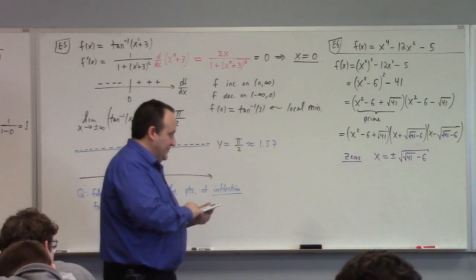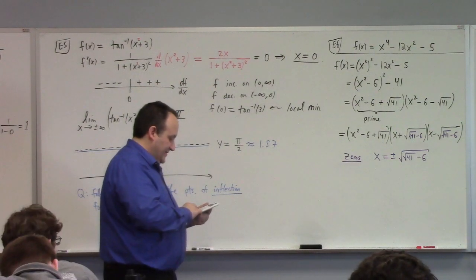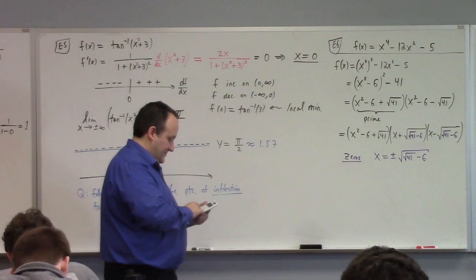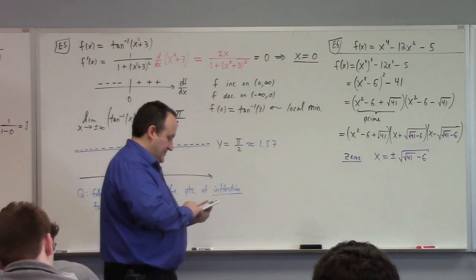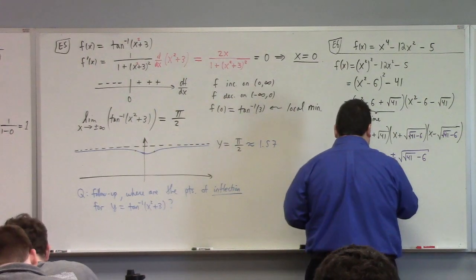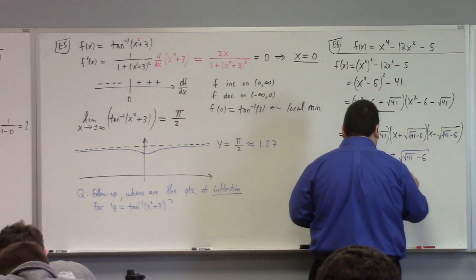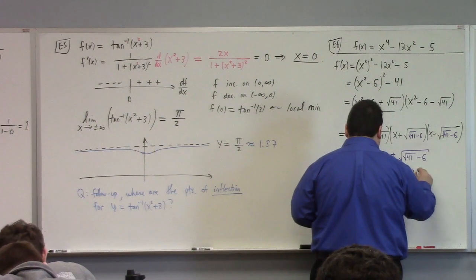If you want me to give you the digits, as my son would say, this is an off-brand number. All right, so this is about x equals plus or minus 0.635-ish.